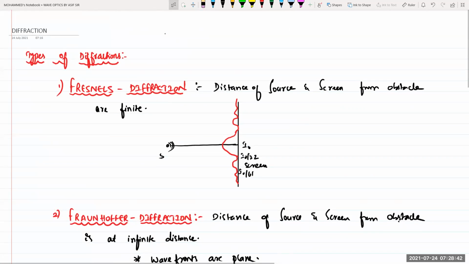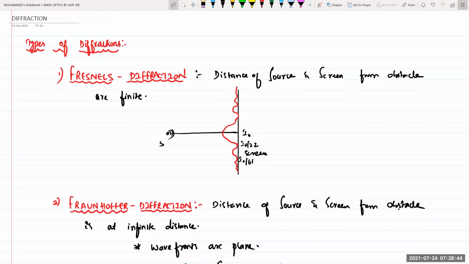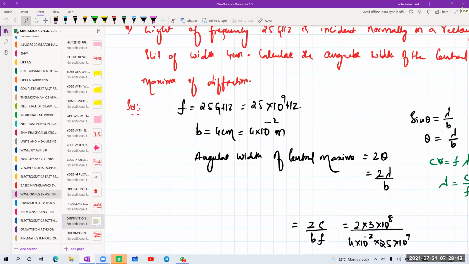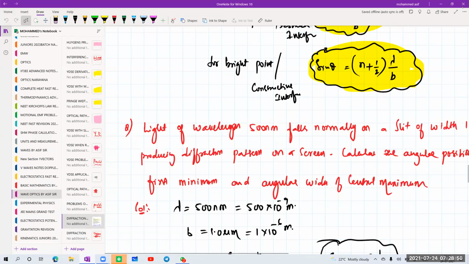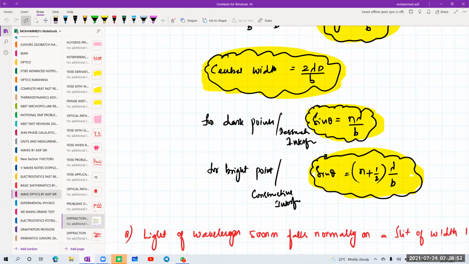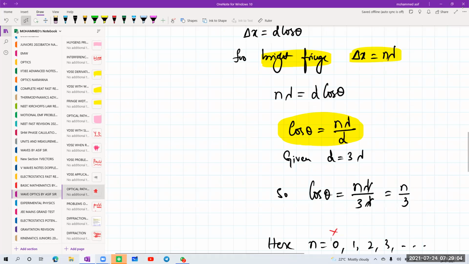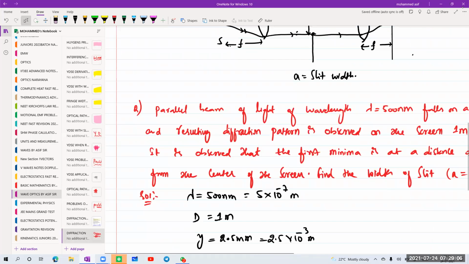First minima. Let us see the formula for the first minima, I'll just revise this. The first minima is formed at what position? For minima, what is the condition? For a dark point or destructive interference, for the first minima we take n as 1. So for a dark point or destructive interference, sin theta equals n lambda by b.